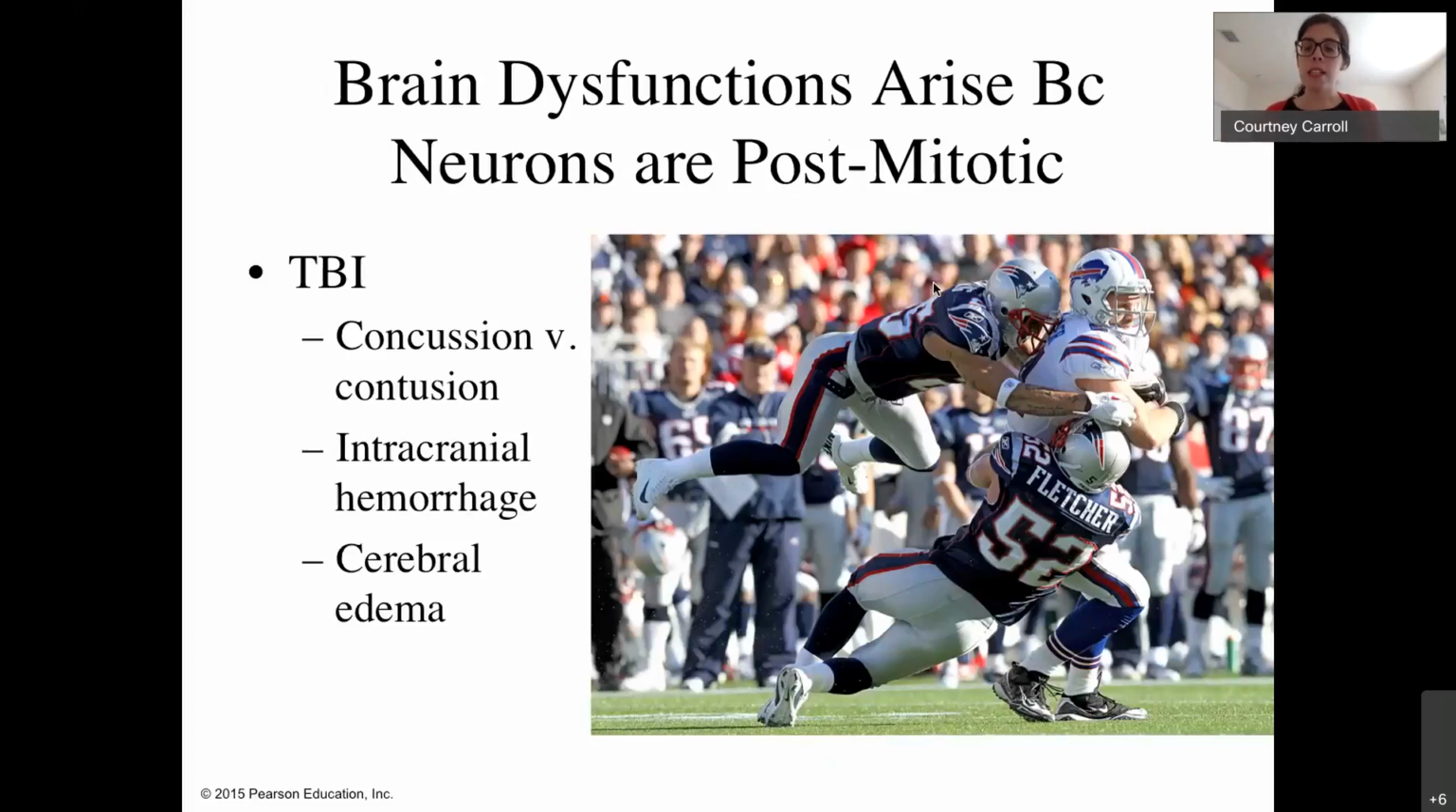We're going to talk about some diseases. So this is a picture of the Patriots playing some excellent football here. And the reason I'm showing this is because one of the more common brain dysfunctions, or one that's gotten a lot of media attention, is traumatic brain injuries, or TBIs. And again, all of these issues that arise from brain disorders are because neurons are postmitotic. So the reason we care about brain injury so much is because the brain cannot repair itself in the same way that a lot of other organs can.